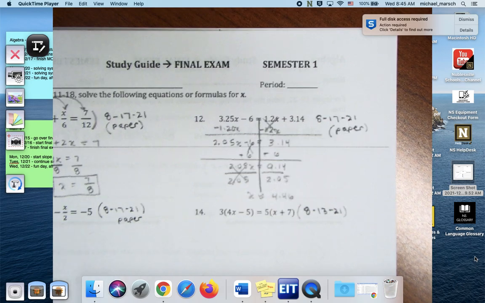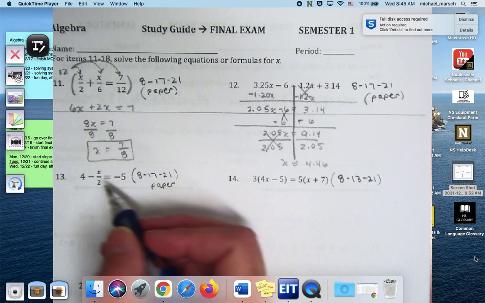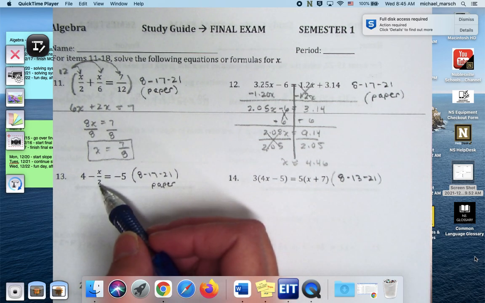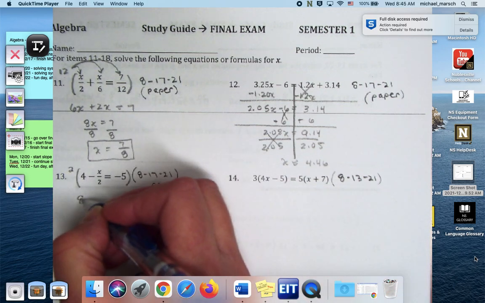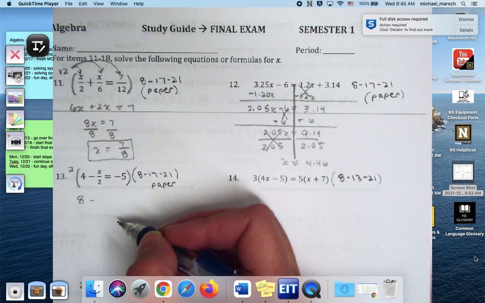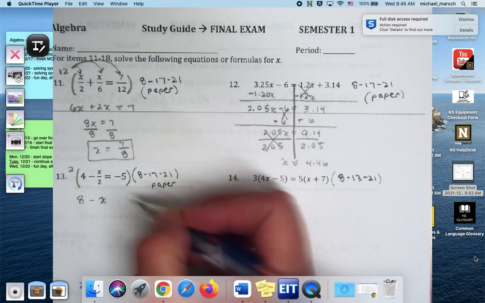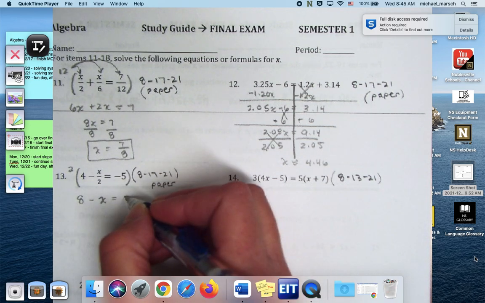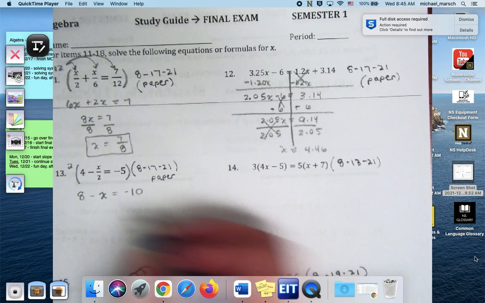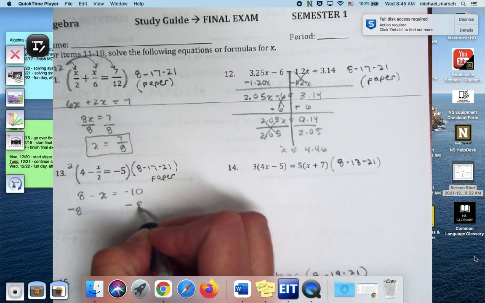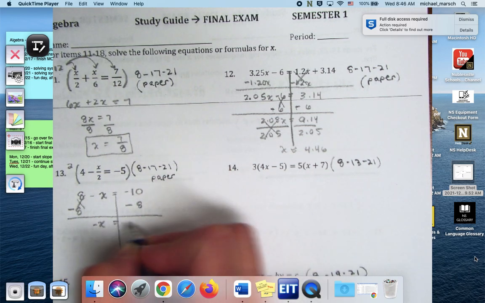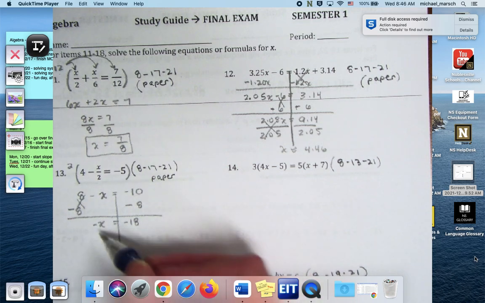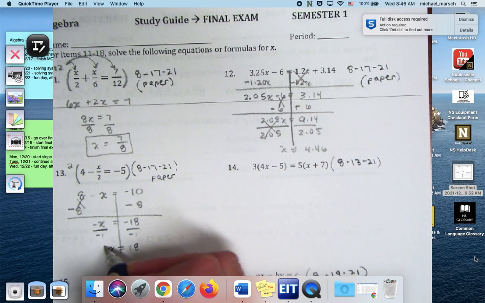All right, number 13, I'm going to multiply everything by 2 to clear the fraction. So 2 times 4 is 8. 2 times x divided by 2 is 1, so that's going to be minus x. 2 times negative 5 equals negative 10. I'm going to subtract 8 from both sides. I get negative x equals negative 18. I can't have a negative x, so I have to divide by that negative 1. X equals 18.